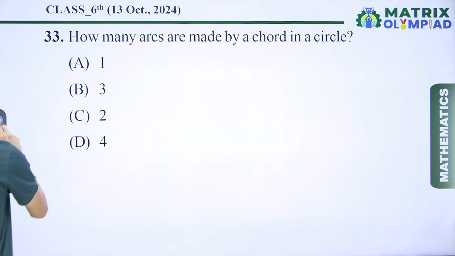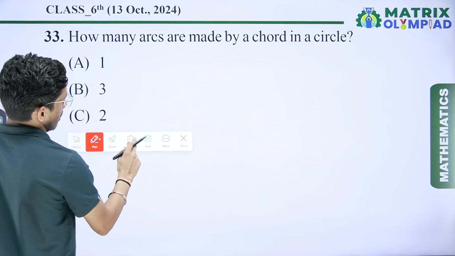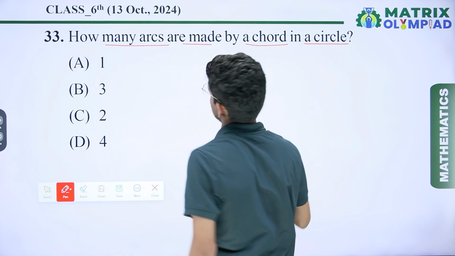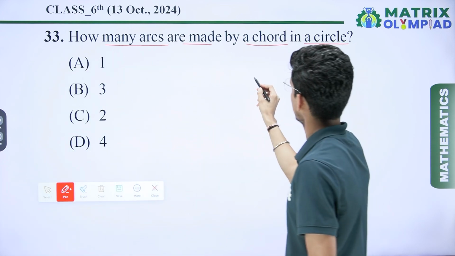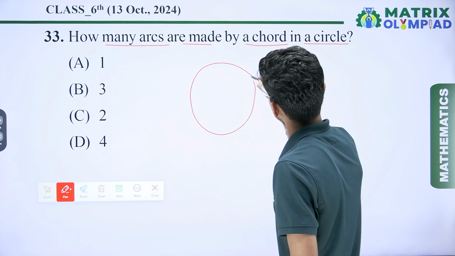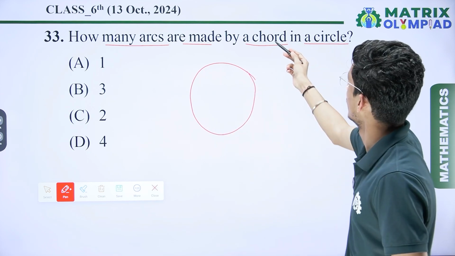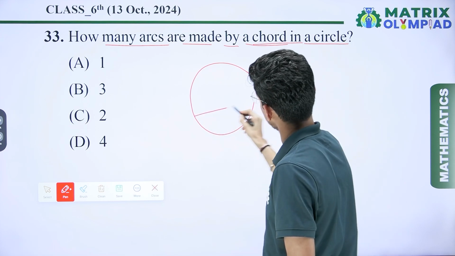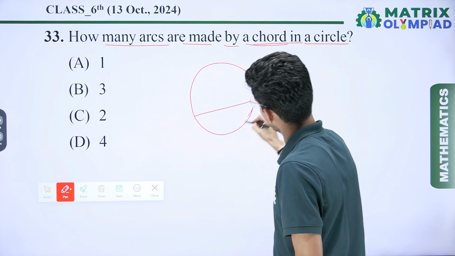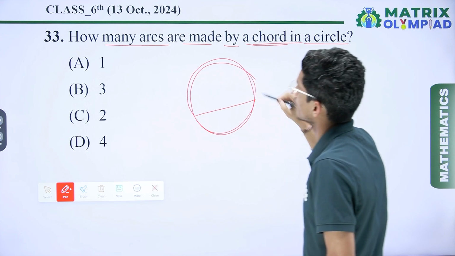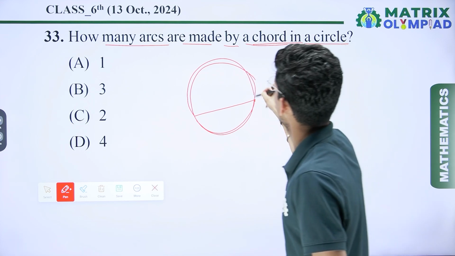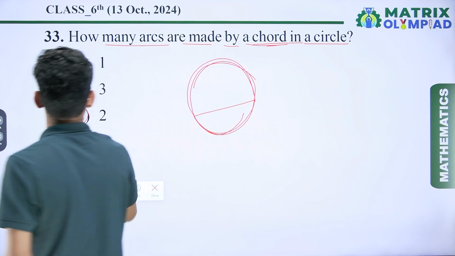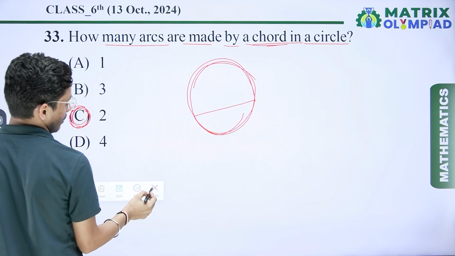Now if I talk about the next question, how many arcs are made by a chord in a circle. So first we draw a circle. Let's assume this is a circle. Now we have to find how many arcs are made by a chord. So this is a chord. So here we can say that two arcs are formed by a chord. So your option number C is the correct answer over here.